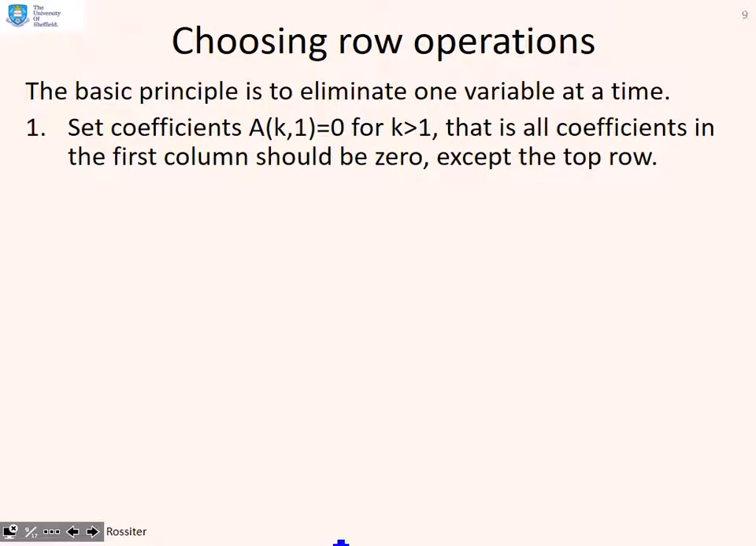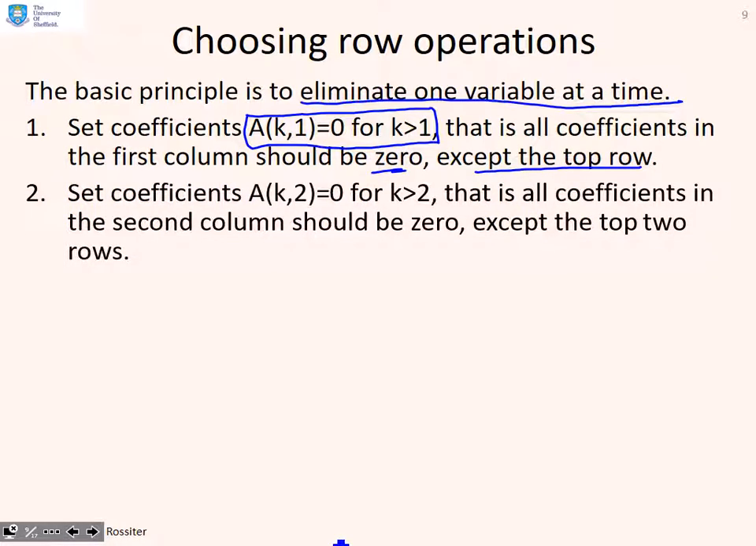Now, how are we going to choose the row operations that we want to use? We're going to basically do this the same way you solve simultaneous equations on paper, which is we're going to try and eliminate one variable at a time. The way to do this is to consider that each column corresponds to a different variable. So the first step is to set the first column to be 0 except for the top row. So all the coefficients in the first column should be 0 except for the top row.